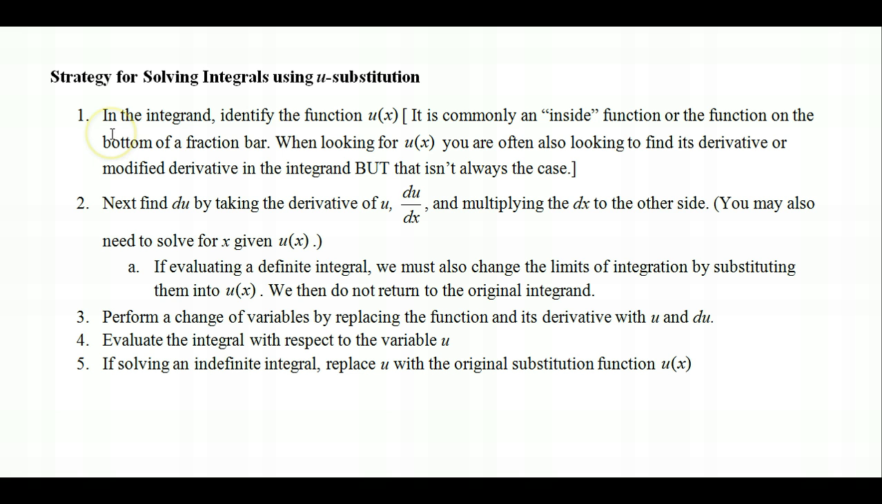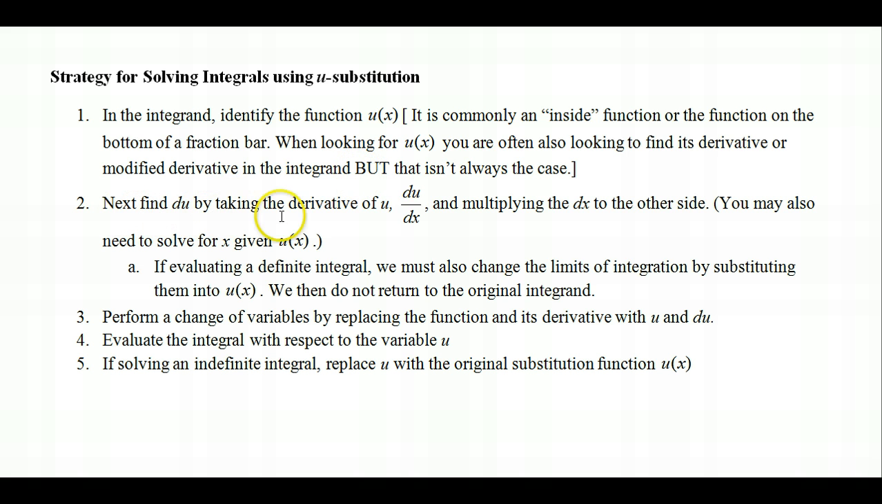So the first thing we're going to try to look at is in the integrand, we want to identify the u of x function. So we want to find u. Now, it's commonly, but not always, an inside function, or it could be the function that's on the bottom of a fraction bar. So if we have something that looks like a rational function or a function over a function of any kind, then it's possible for the u of x to also be on the bottom. And when looking for this u of x, you're often also looking to find its derivative or its modified derivative in the integrand as well. But that isn't always necessarily the case. So again, there's no set of rules, but the first thing we're going to try to do is find the u of x, and it's on the inside or on the bottom pretty often, and we want to also look out for its derivative somewhere in the function.